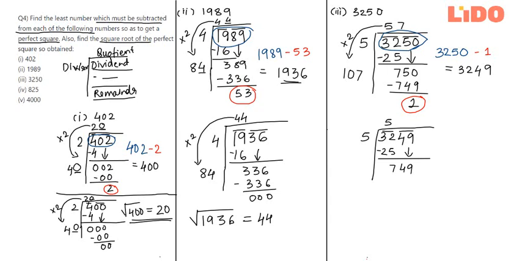Okay, 749, and we just did that in the earlier one, right? So if you first multiply the quotient by 2, you'll get 10. And if you see in the earlier part of the same problem, we know that 107 into 7 is 749. So what did we get? We got the square root of 3249 as 57. Okay, we have 2 more in this question.